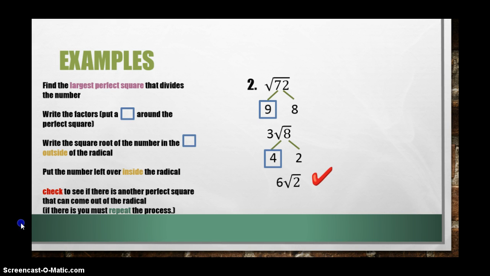Now, had we done it correctly the first time, we wouldn't have split it into 9 times 8, because the largest perfect square that divides 72 is actually 36. So we would have put a square around that number, taken the square root of 36, which is 6, put it on the outside, and put the 2 under the radical. 6 square root of 2. Either way, we get the same answer. It's just a lot faster if you find the largest perfect square first.